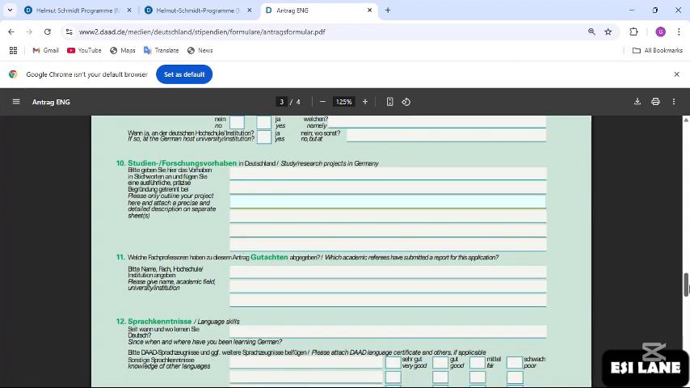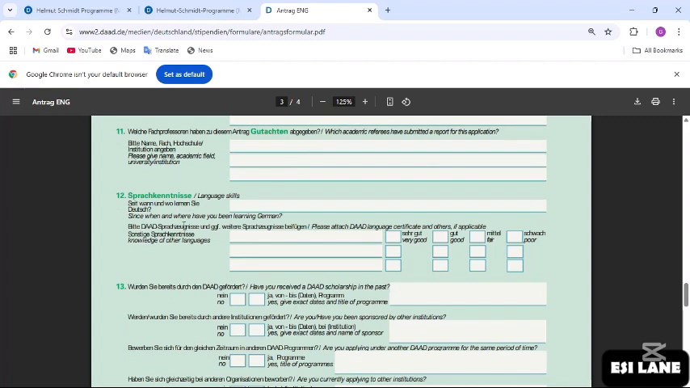Then we move on to 12, which is language skills. Since when and where have you been learning German? So if you've been learning German, you can write it here. If you've not, you can just leave it. But this is more for those who are applying to German language programs. So it says, please attach DAAD language certificates and others if applicable.